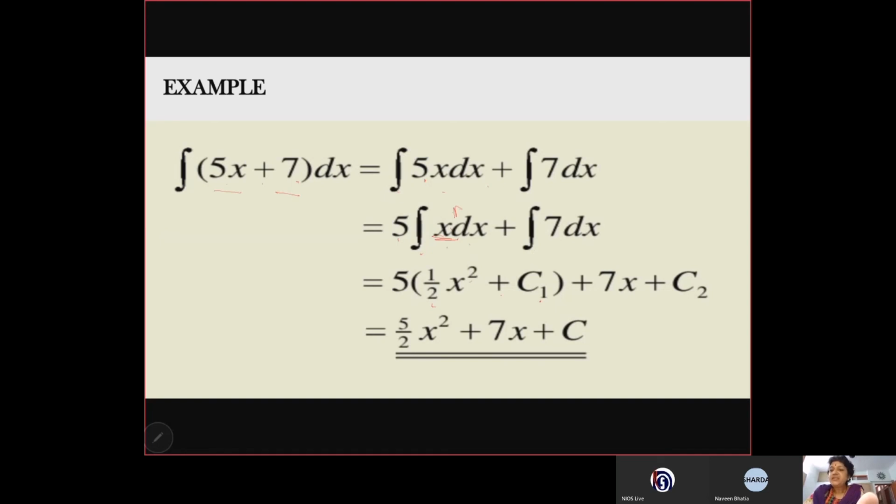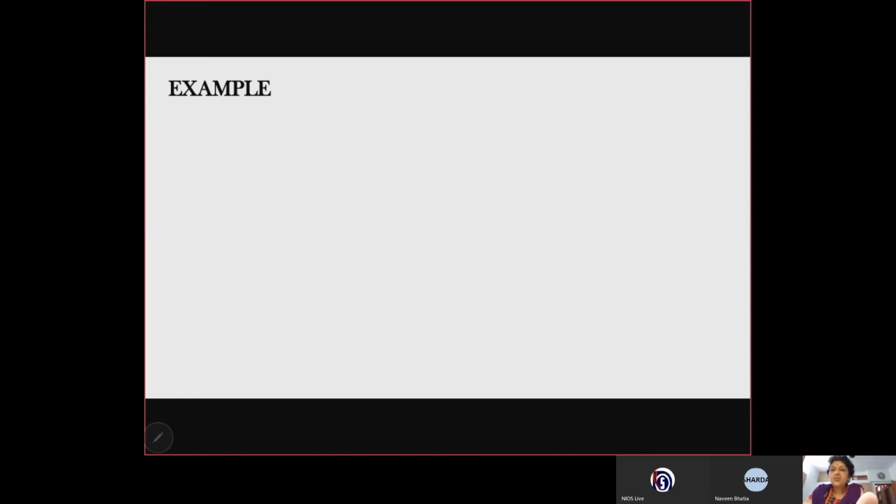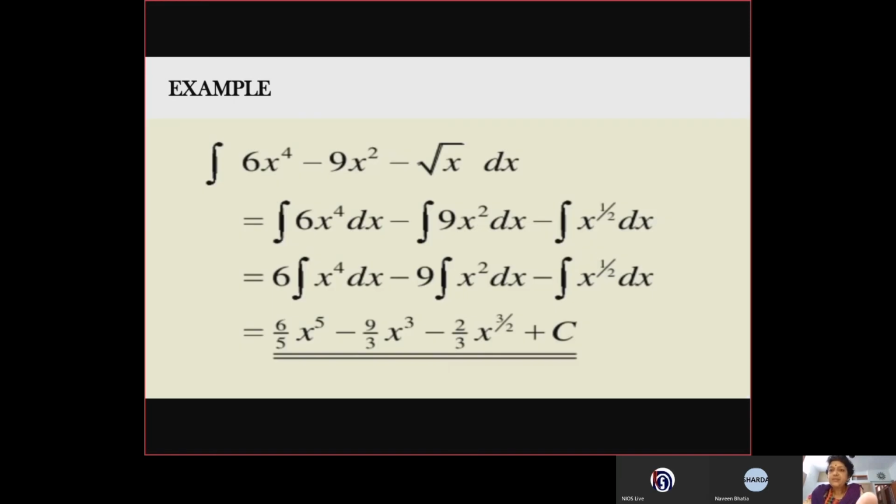So it becomes x to the power of 1 plus 1, that is 2, divided by 2, plus c1. Now integral 7 dx is integral 7 into 1 dx, so that is 7x, plus another constant of integration c2. So we combine all the constants of integration and write it as c. So the answer becomes 5 by 2 x squared plus 7x plus c. So moving on to one more example.